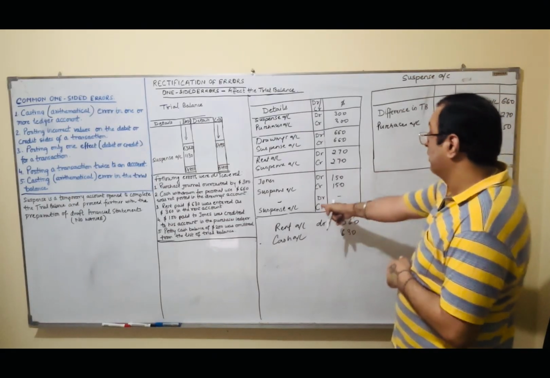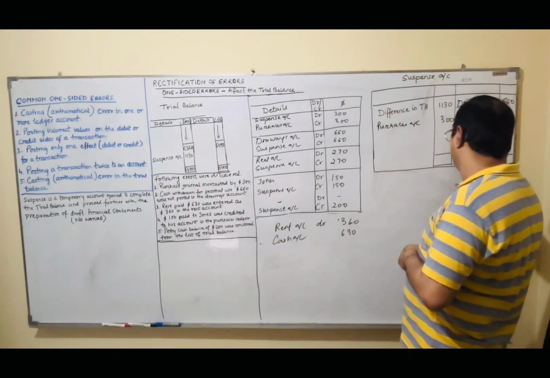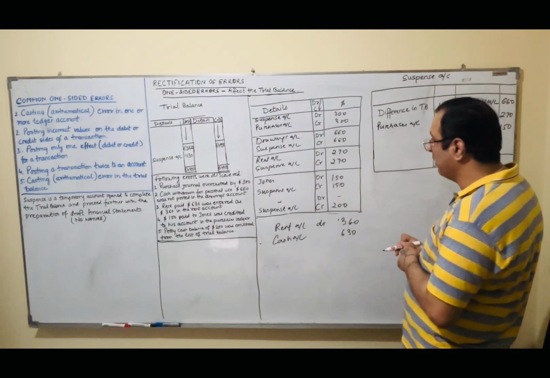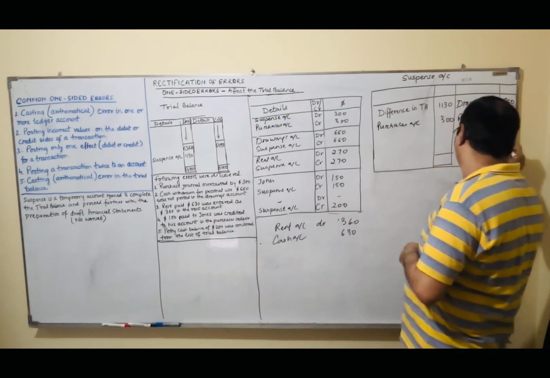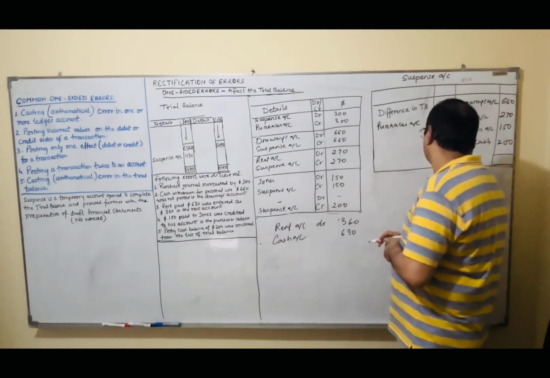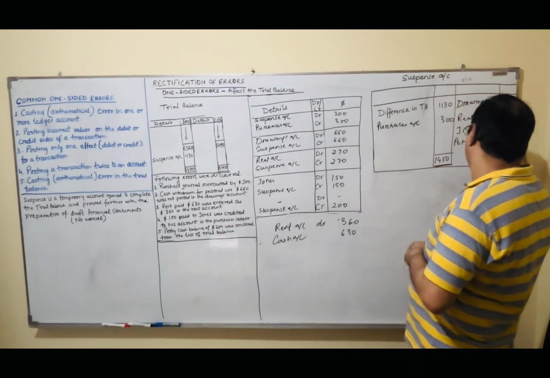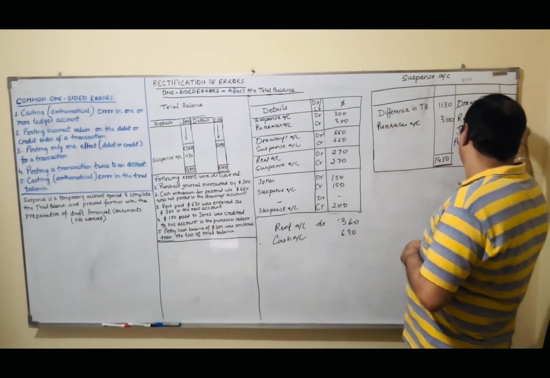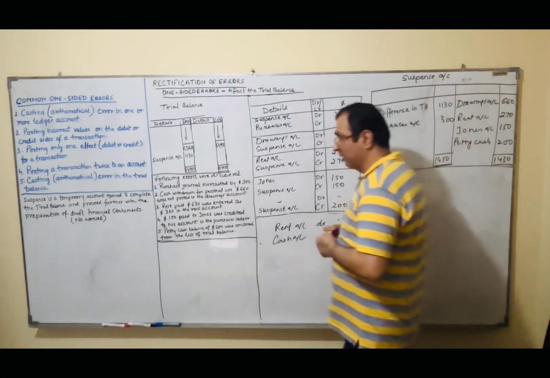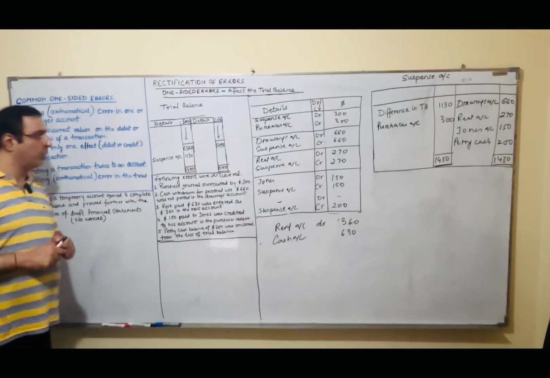Now, I cannot write suspense here again. So, what will I do? Petty cash, and the amount is 200. Let's total this and let us see whether both the sides are equal or not. It's 1430. Both the sides are equal. So, this is how we will deal with the one-sided errors.